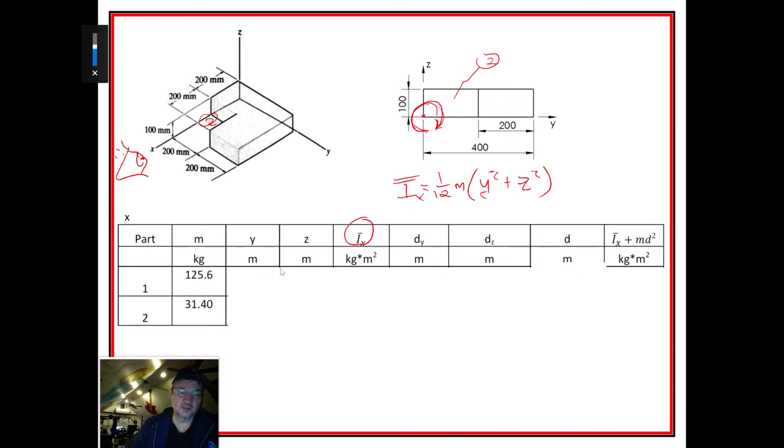So there's parts 1 and 2. Bring the mass over. Here's the dimensions for this. And so we apply that part mass moment of inertia.